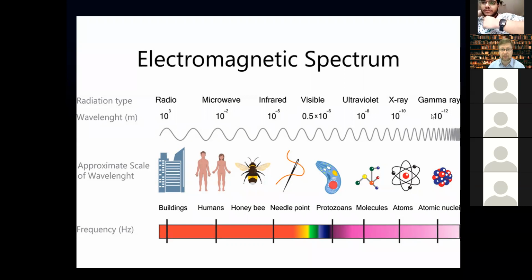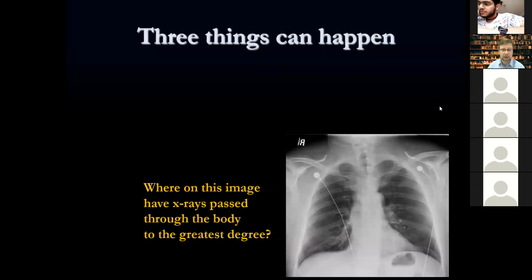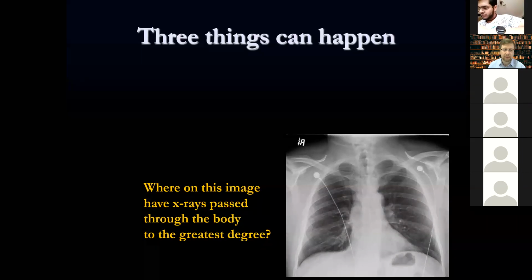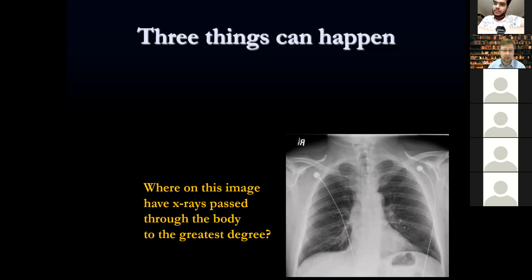Gamma waves we used in the previous semester in order to perform nuclear imaging, like bone scintigraphy, positron emission computed tomography, and single photon emission computed tomography. When X-ray waves pass through the human body, different things may happen. Even without big knowledge of X-rays, if you look at this image, you can say where on this image X-rays have passed through the body to the greatest degree.